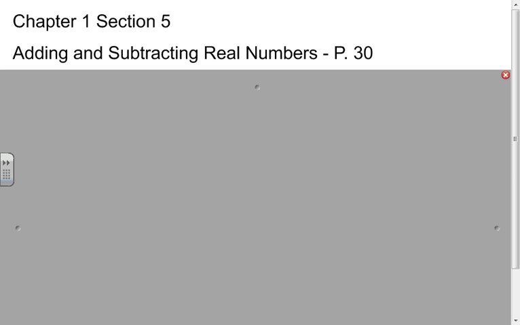Hey everybody. Time for Chapter 1, Section 5. Title is Adding and Subtracting Real Numbers. Starts on page 30. You might be thinking, hey, I've been adding and subtracting since I was in kindergarten. Why do we have to go through this now?